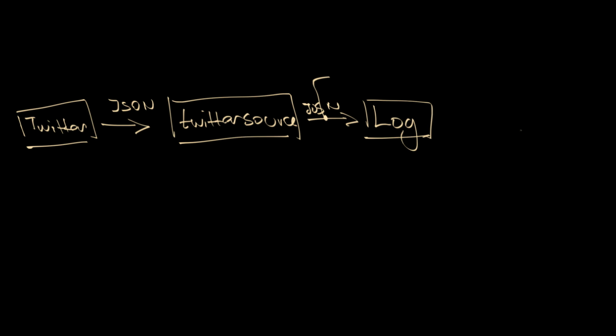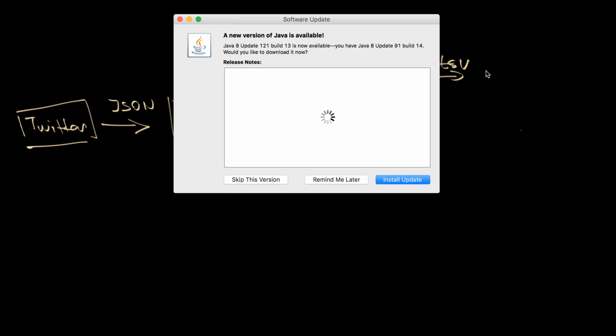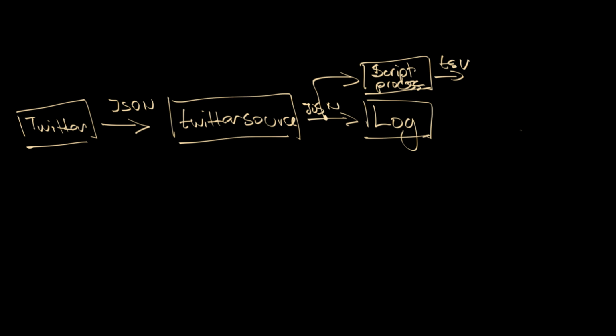go to the log and pass them through a script processor that converts those JSON messages into a tab separated values format and stores them into a file. So, from JSON to tab separated or comma separated file format, we're going to use a Groovy script to do this conversion on the fly as data is streamed from Twitter.